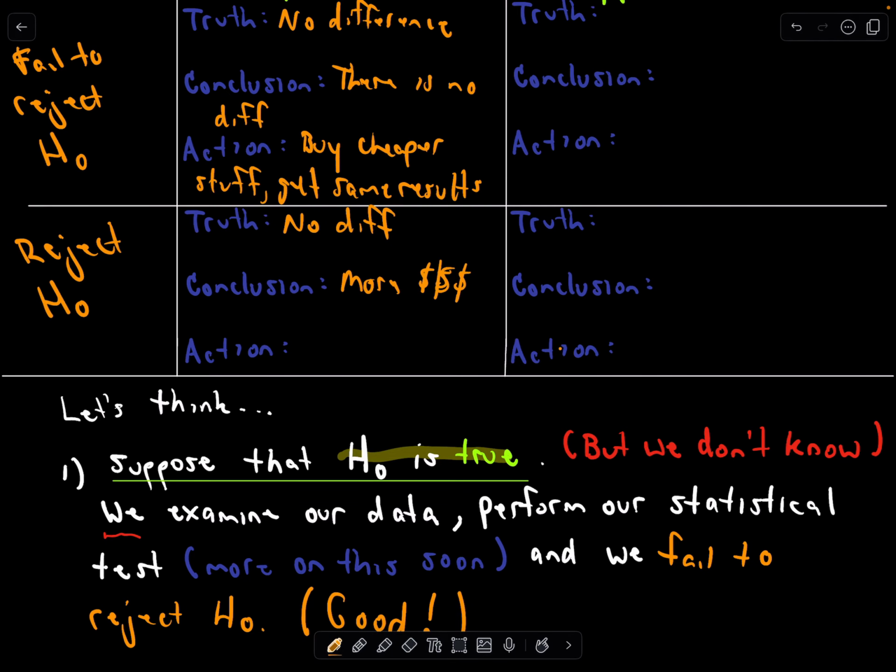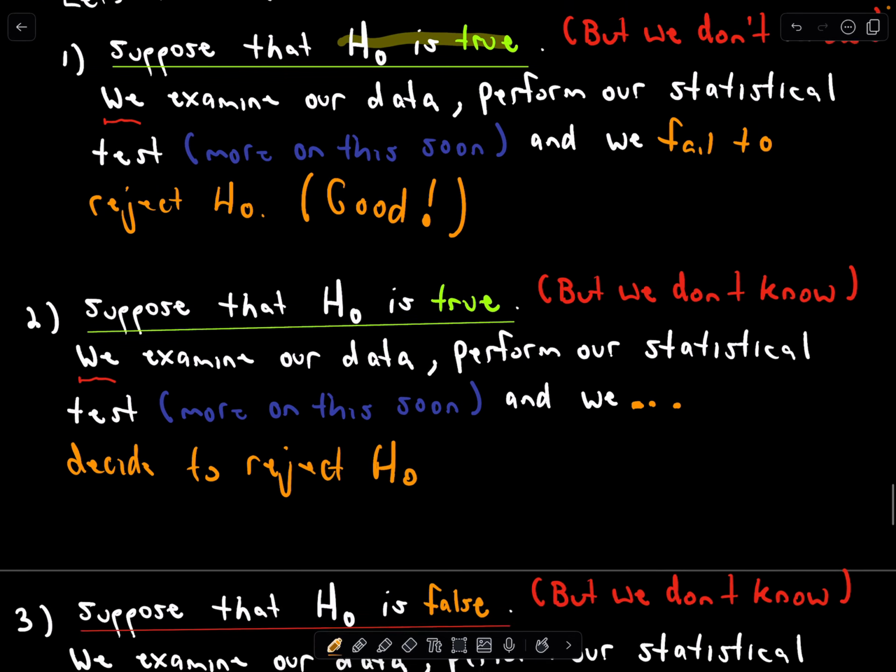So the more expensive stuff was better. Right? That's the conclusion we came to, because we're going to reject that belief that there was no difference. The truth is, there is no difference. So what's the ultimate action that happened? Well, we've just wasted money. Right? We've just wasted money is ultimately what's happened.